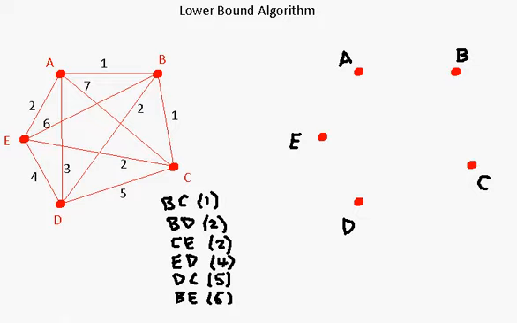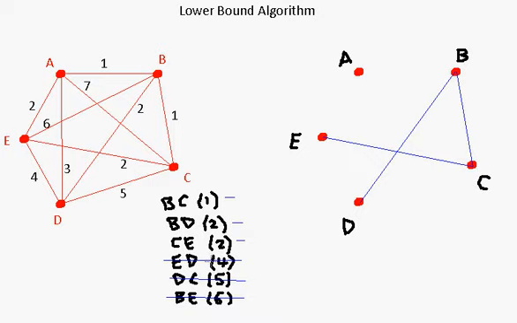So I'm going to have a look at each one in turn. BC, I'm going to add that one in. BD, I can add that one in, it won't make a cycle. CE, I can add that one in because that won't make a cycle. Now all 4 vertices are connected by edges, so I don't need to consider ED, DC or BE.